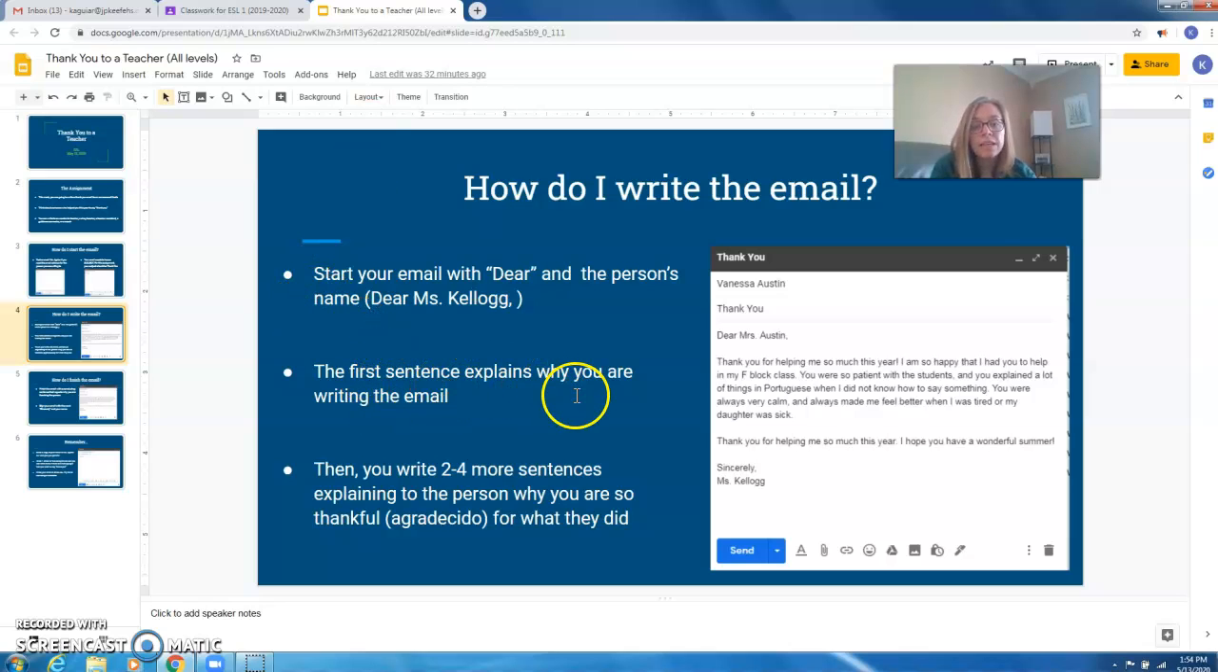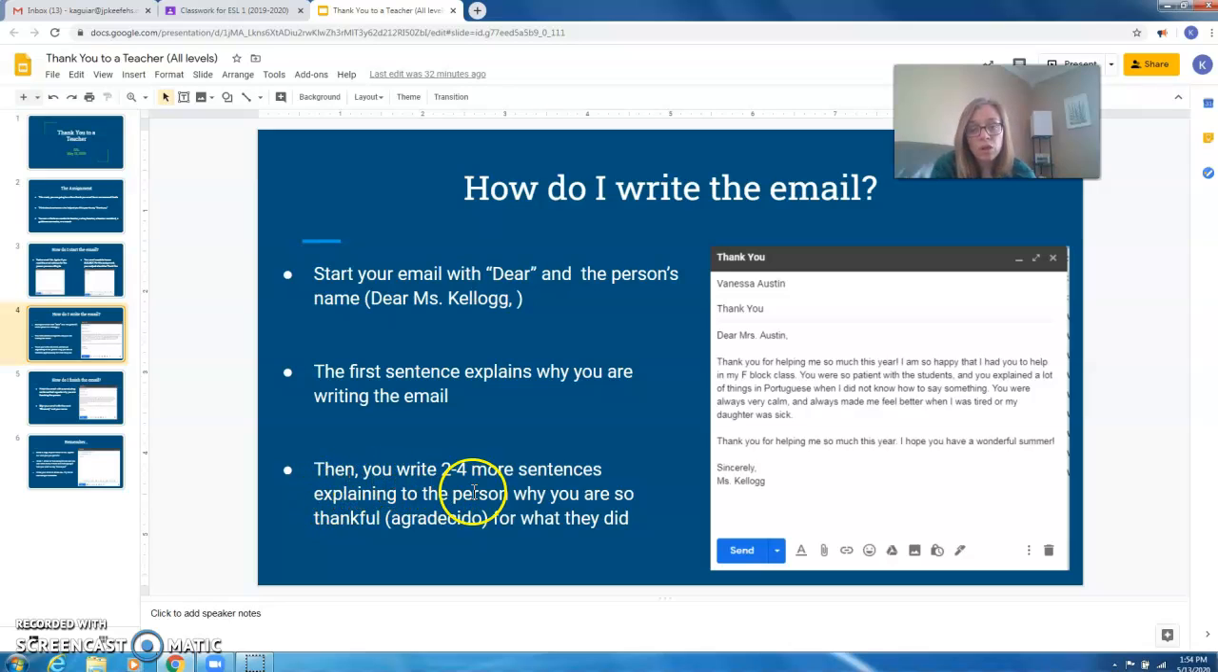The first sentence explains why you are writing the email. So this example is for Miss Austin. Dear Miss Austin, thank you for helping me so much this year. I am so happy that I had you to help in my F block class. Okay, so the first sentence explains why you are writing.